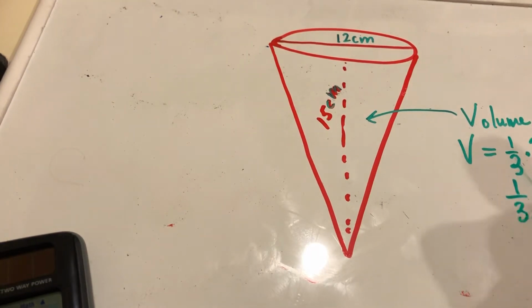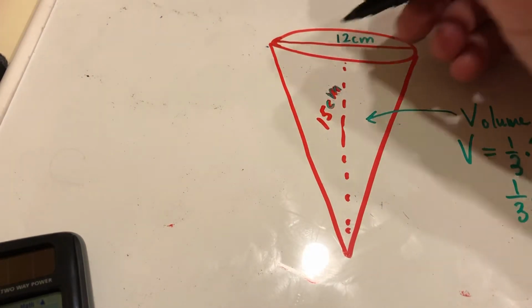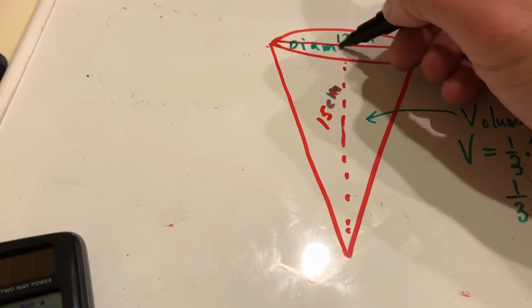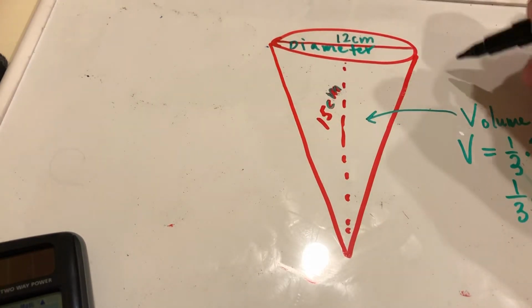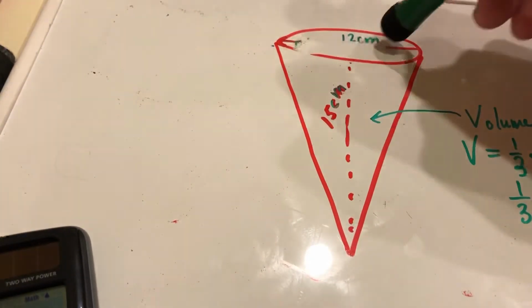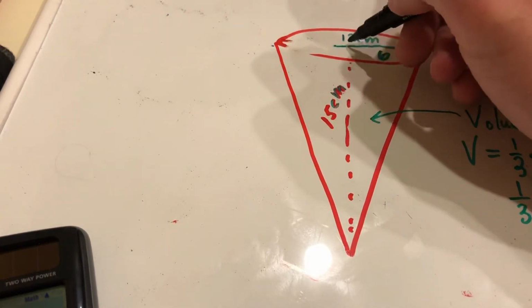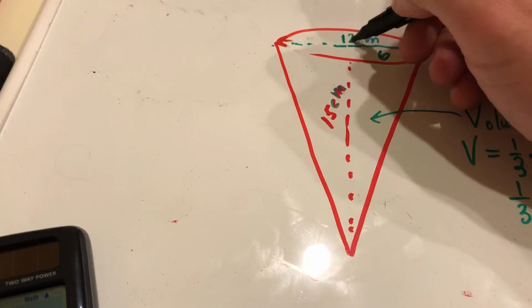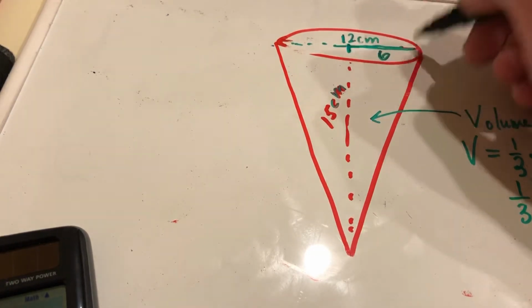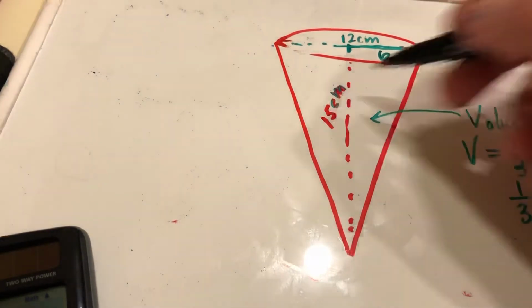So in your calculator, you're gonna do 1/3 times 3.14 times, not 12, that's the diameter. Diameter's all the way across, my friends. Radius is halfway across. So 6. 12 is all the way, so 6 is my radius. So 6 squared times the height of 15.